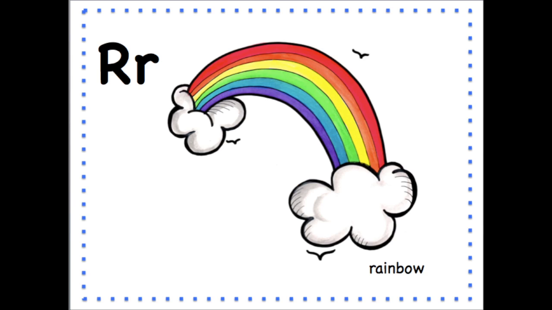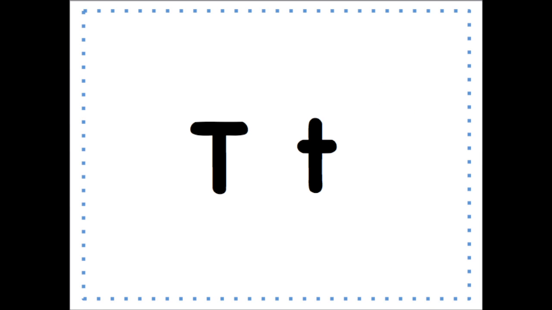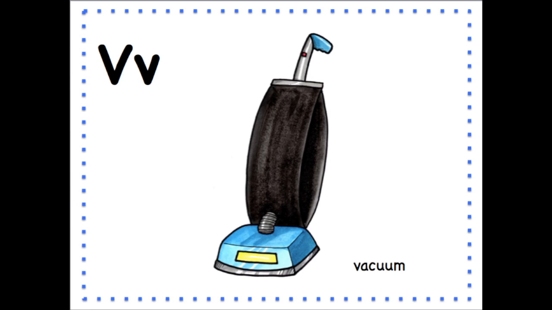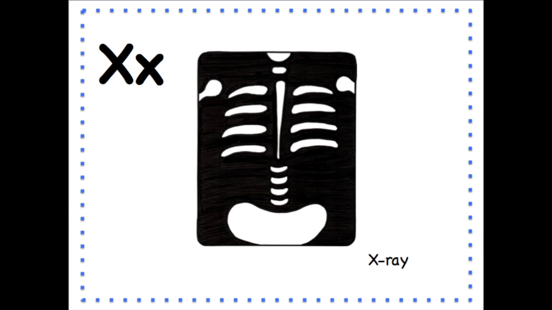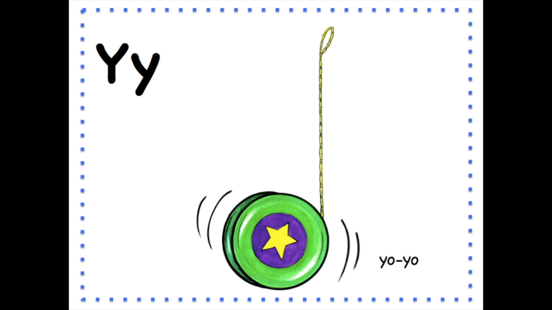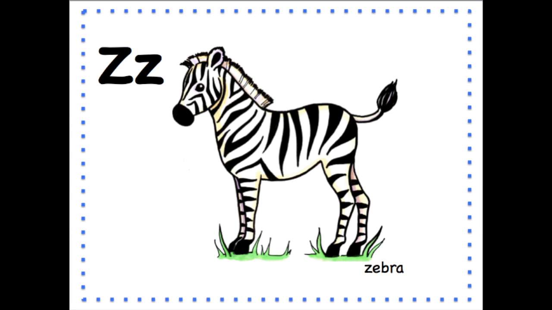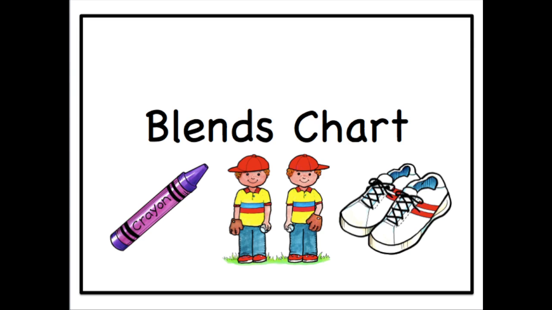R, R, rainbow. S, S, sun. T, T, turtle. U, U, umbrella. V, V, vacuum. W, W, watch. X, X, x-ray. Y, Y, yo-yo. Z, Z, zebra. Blends chart.